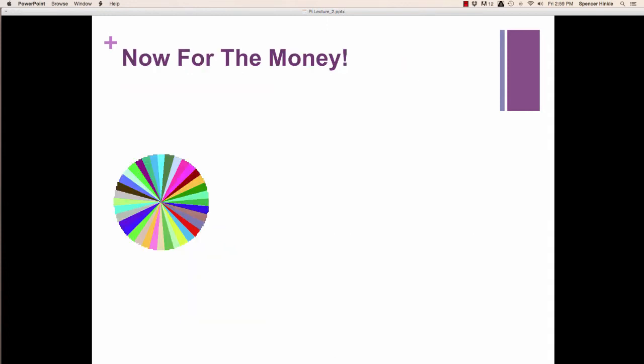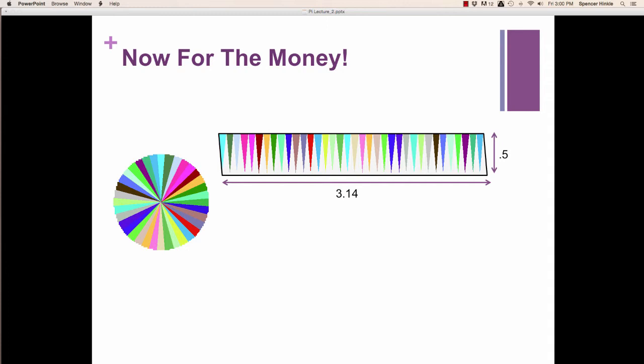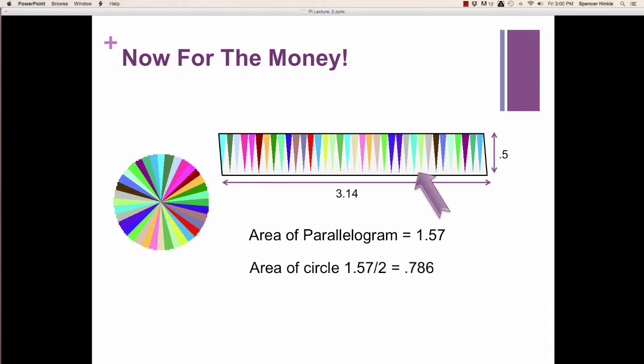And now for the money shot. We've calculated the area of the parallelogram at 1.57, but remember, we put in 36 pie cuts and 36 ghost pie cuts to get the shape of the parallelogram, right? So to get the area of the circle, all we have to do is divide by 2 to subtract out the ghost pie cuts. And this gives us 0.786 square inches, square feet, square miles, or whatever unit we're using for the area of the circle.